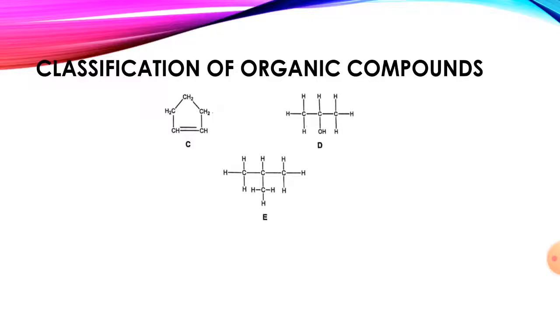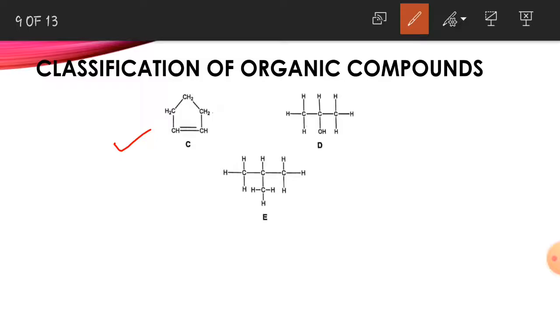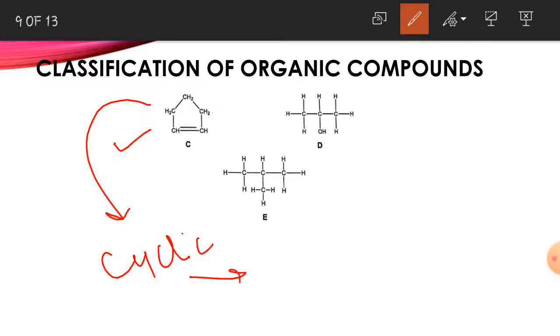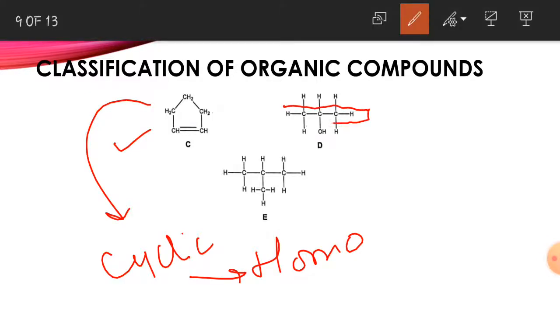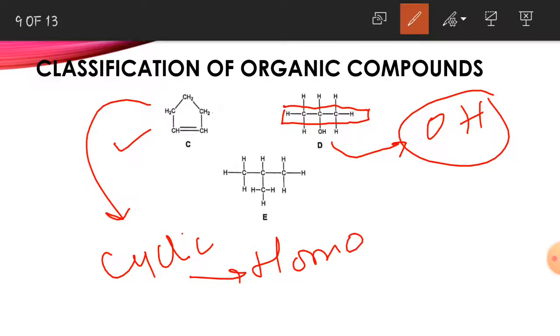Now let's look at the next 3 examples. The example C, as you may see here, has a ring present, so it is a cyclic compound and belongs to the category of homocyclic organic compounds. Now let's look at structure D. In structure D, this is your chain and one of the hydrogen atoms on this chain has been replaced by the substituent OH. Since a substituent is attached to the side of this chain, structure D can be classified as a branched chain organic compound.